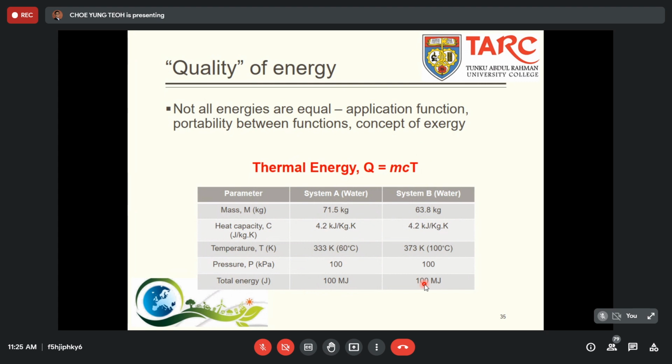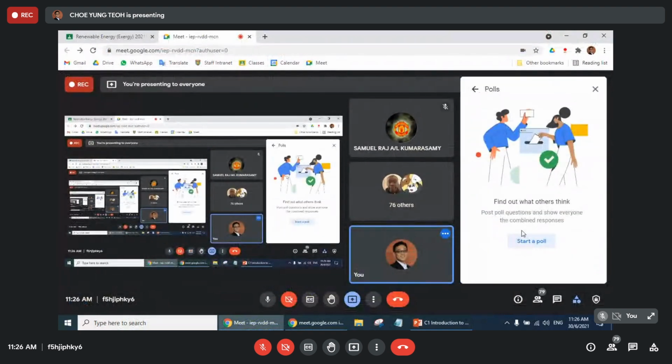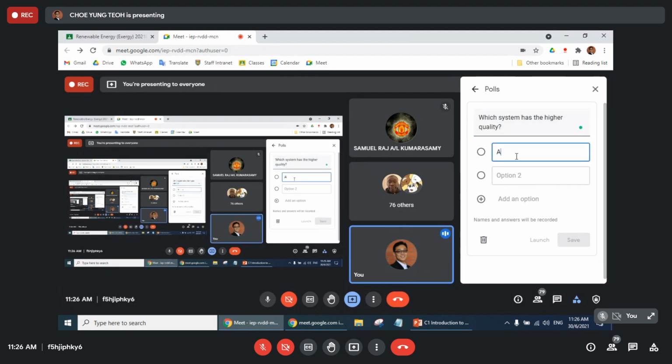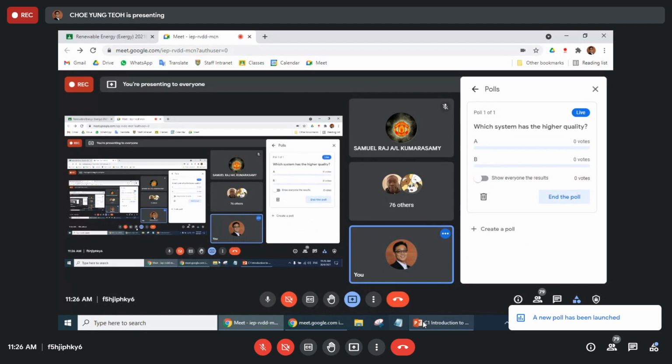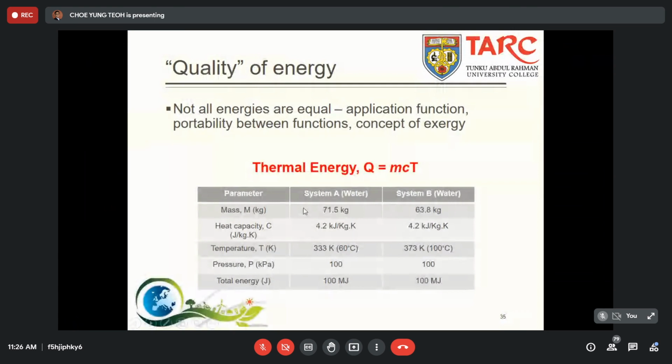Maybe I can take the attendance. Okay. I will create a poll over here. Which system has the higher quality? Just A and B. Okay, A, we can refer to this line, system A or system B. Which one has the higher quality of energy?